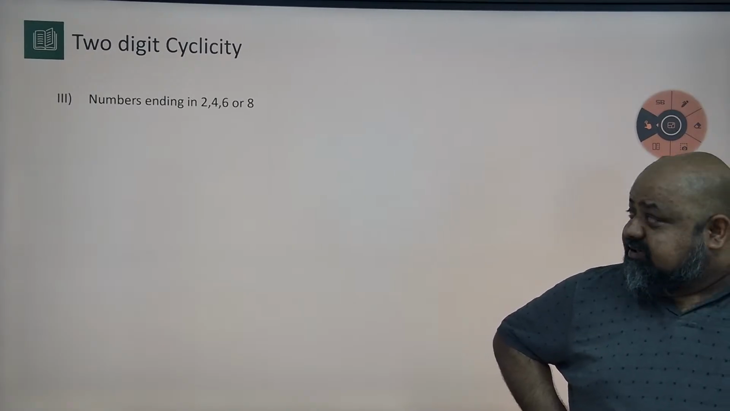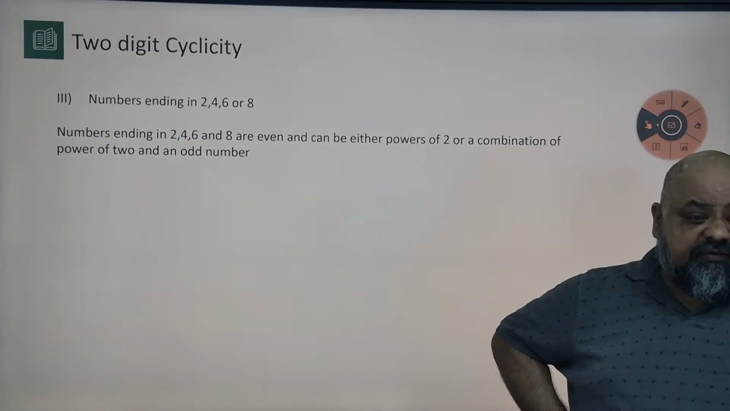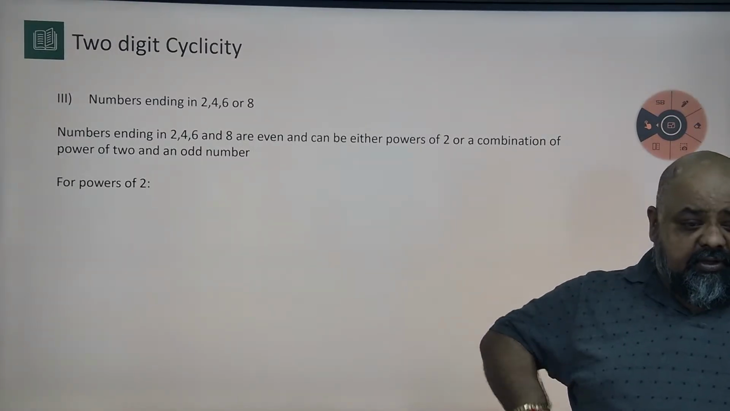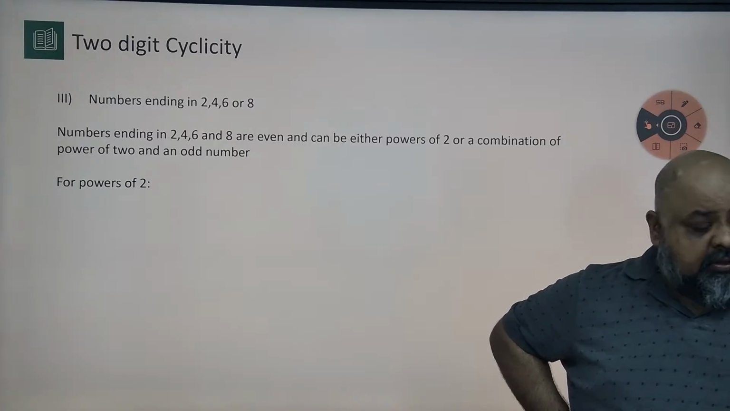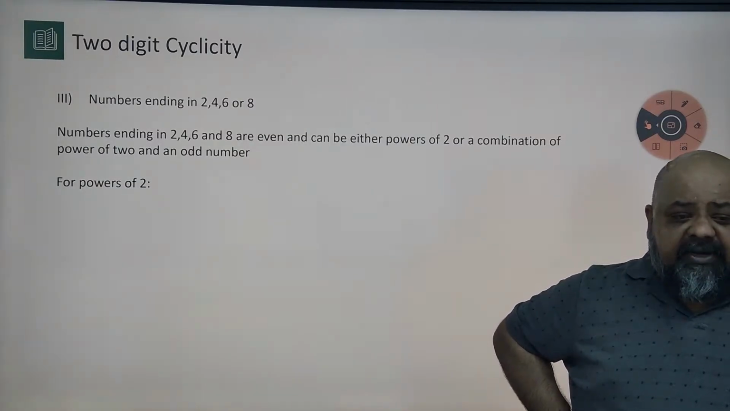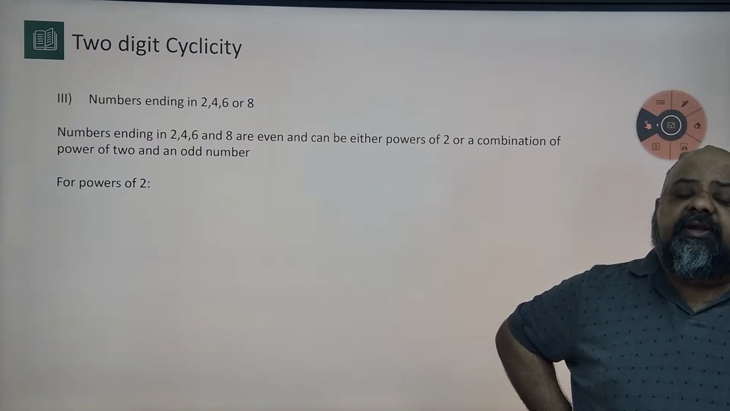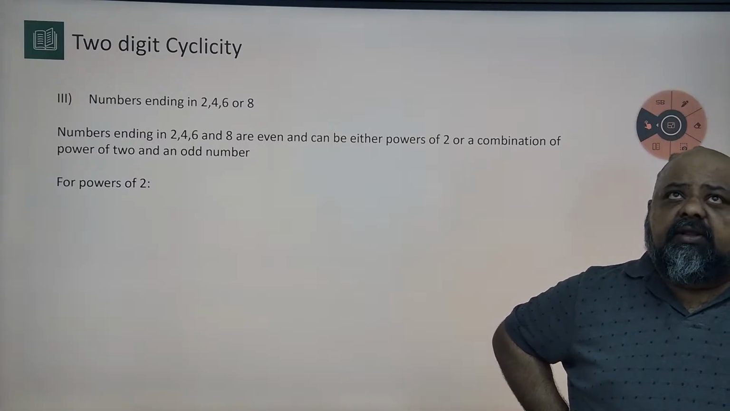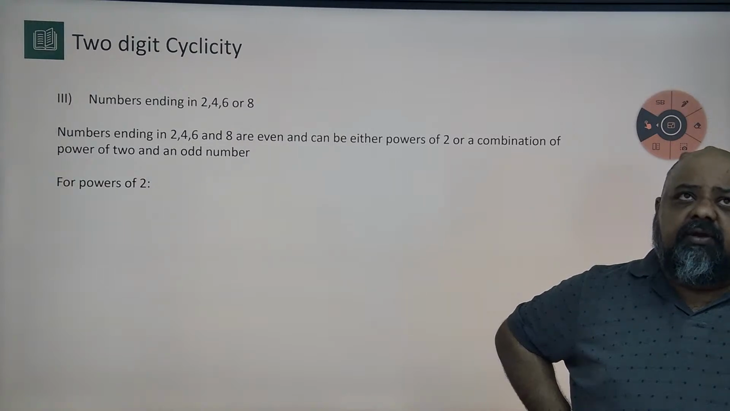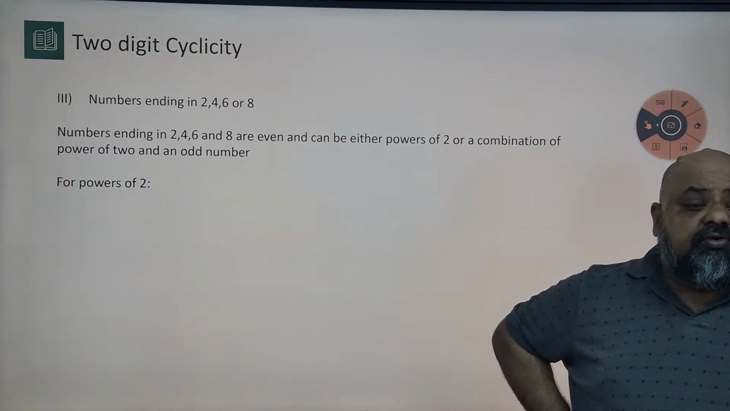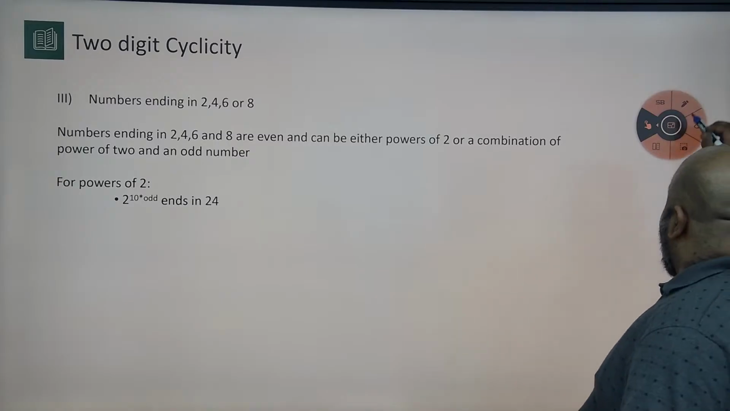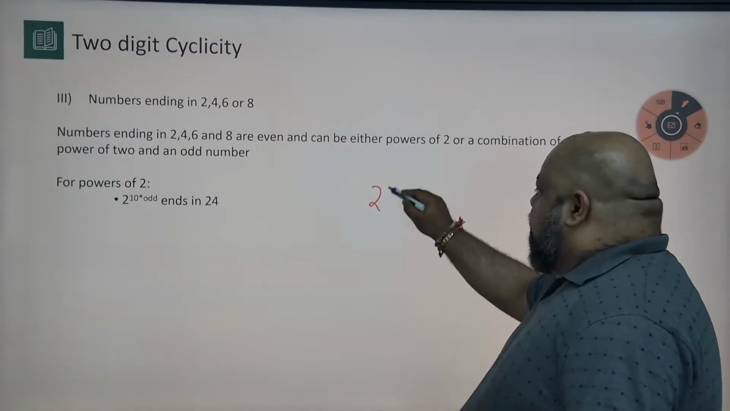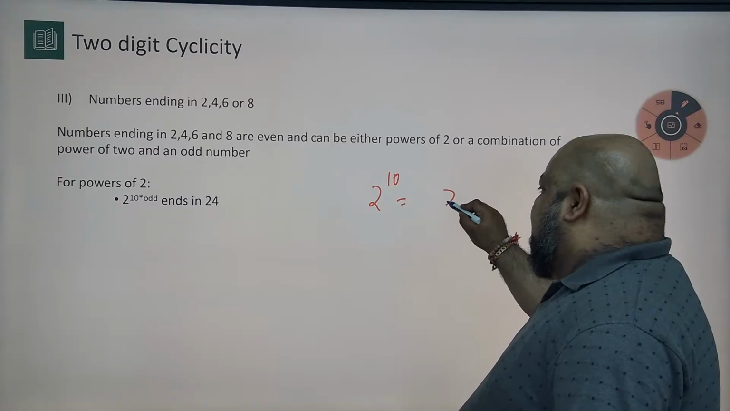So here what happens is we have a rule for pure powers of 2. I look for a pattern here. What is the value of 2 raised to power 10? 2 raised to power 10 is 1024. So 2 raised to power 10 ends in 24.